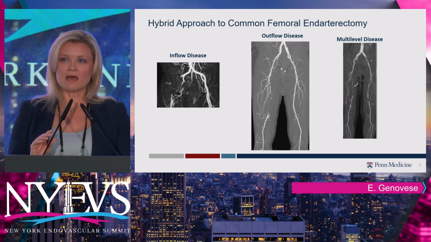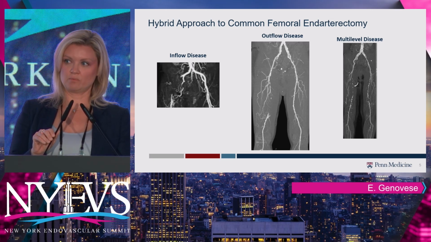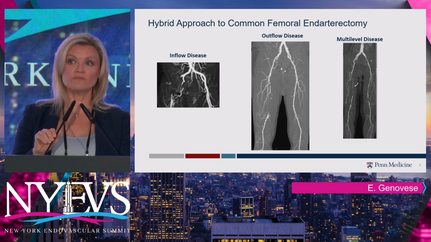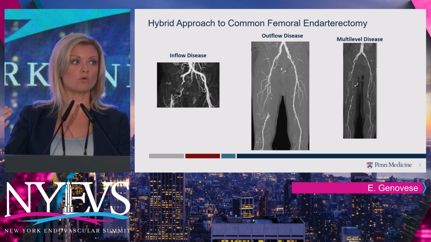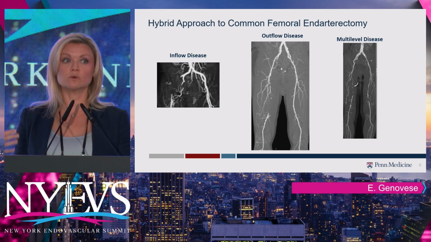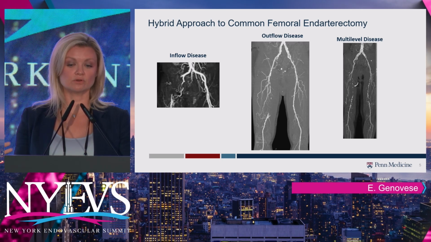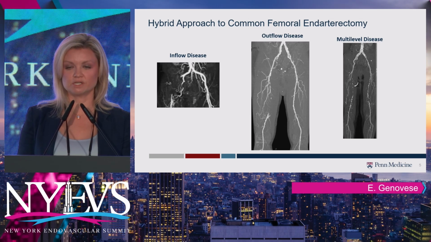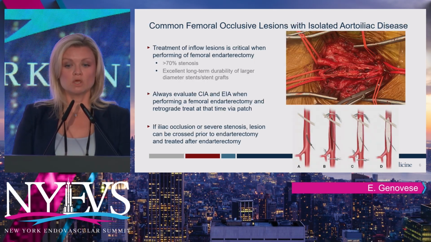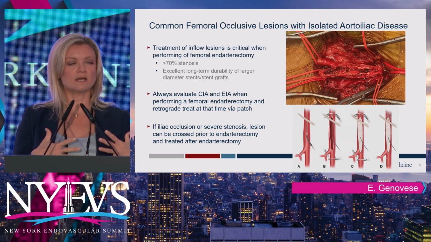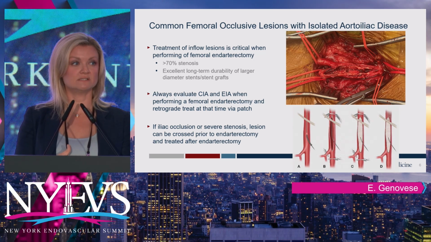But ultimately, I'm very rarely doing just a common femoral endarterectomy. There's some instances where it's very focal to that, but often there's some sort of inflow lesion or infrainguinal outflow disease, or both, that we're trying to address when we're doing this endarterectomy. So the question is when am I addressing these lesions, and in what kind of clinical situation, and what am I doing for it?